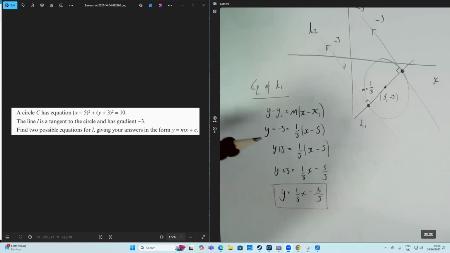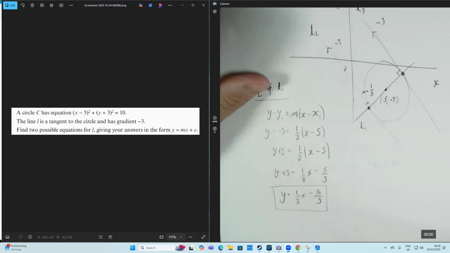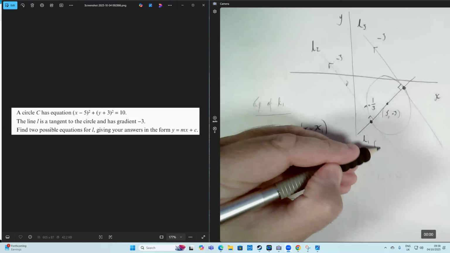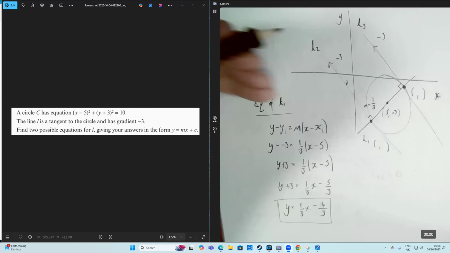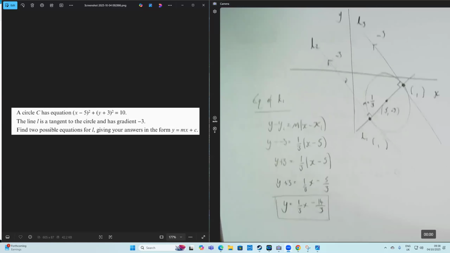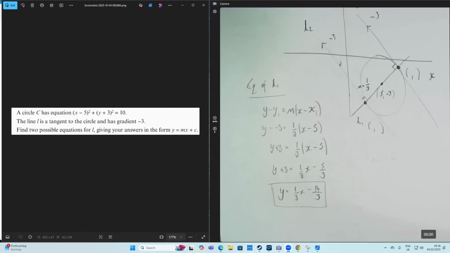So in order to find the equation of L2 and L3, I need to know a point on the line as well as the gradients. In other words, I now need to find the coordinates of these 2 points of intersection. In order to do that, I need to substitute the equation of my line, L1, into the equation of my circle and solve it to find the coordinates of the 2 points of intersection.